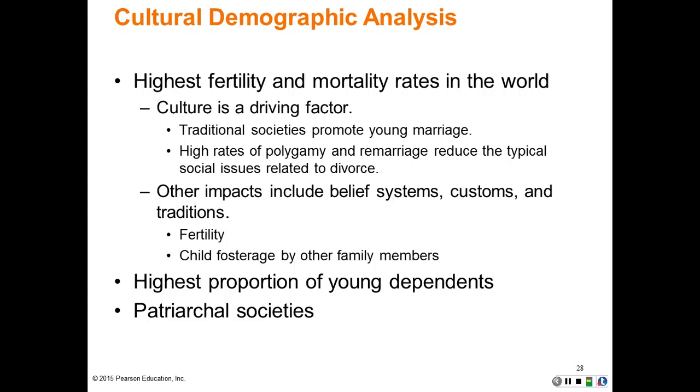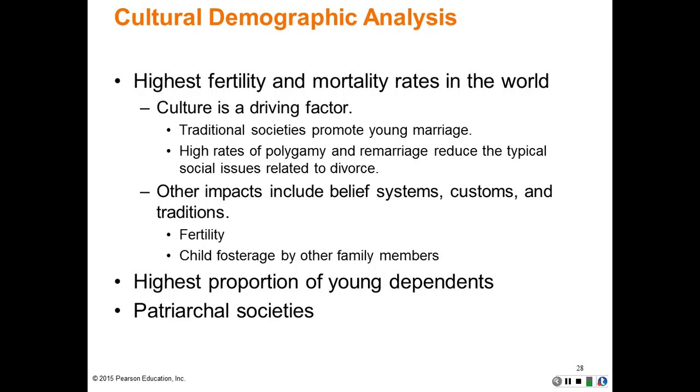The traditional societies promote younger marriage, and there are higher rates of polygamy and remarriage, which reduce the typical social issues related to divorce. Other impacts culturally include the belief systems, customs, and traditions of the various ethnic groups. One of the most important is the fact that high fertility rates are a treasured aspect of the culture. The ability to have lots of children means that you have the ability to generate lots of income for your extended family as you have more people to do work.